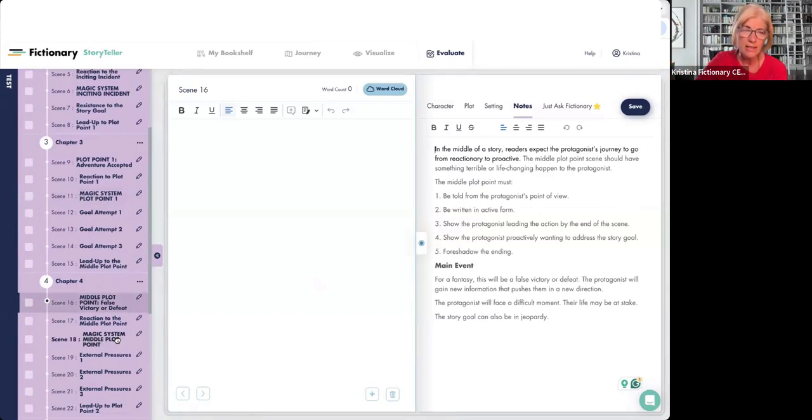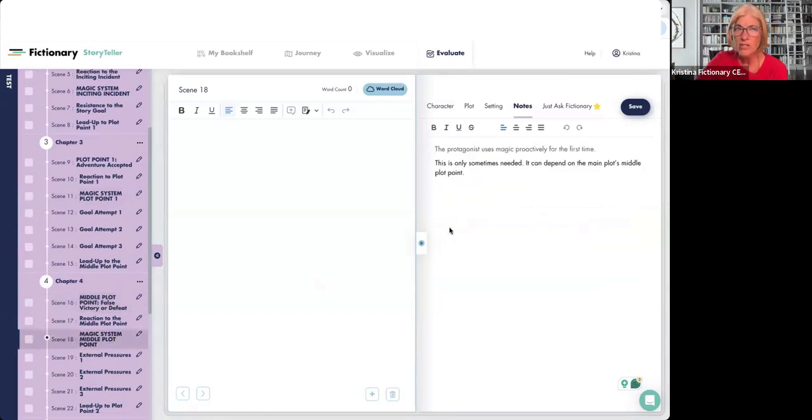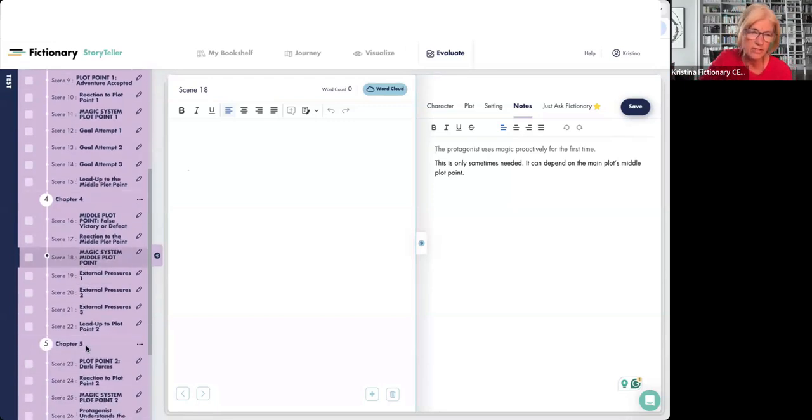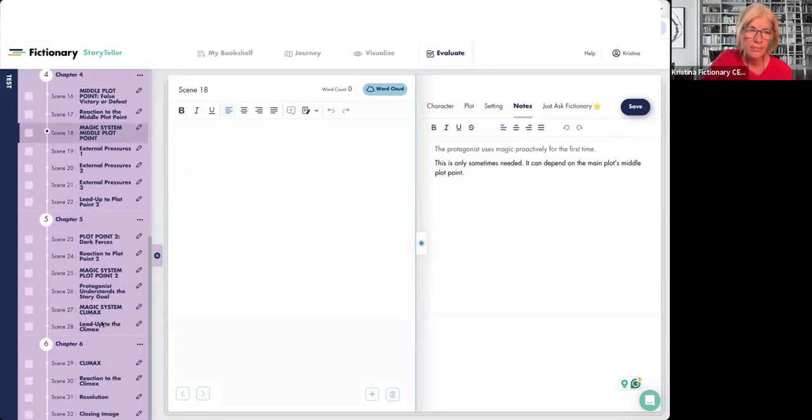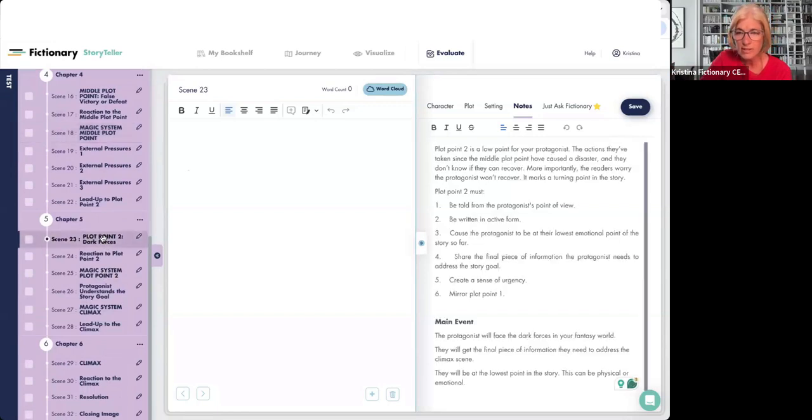And then again, the magic middle plot point. So you can see where we're going with this, in that there is a parallel between your main plot story arc and your magic supernatural system story arc. Plot point two is dark forces, and we'll talk a little bit more what that means, but they also get the final piece of information they need to get to the climax. It's just now in the context of the supernatural and the magic.